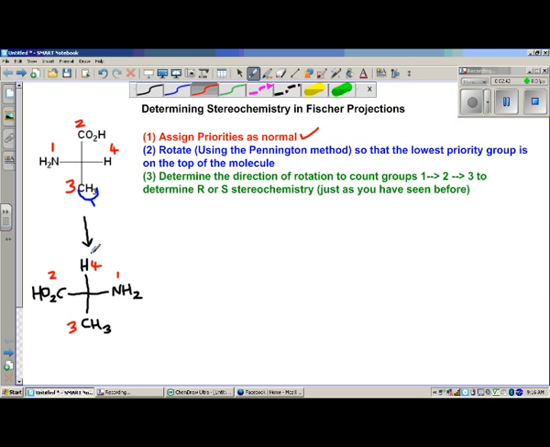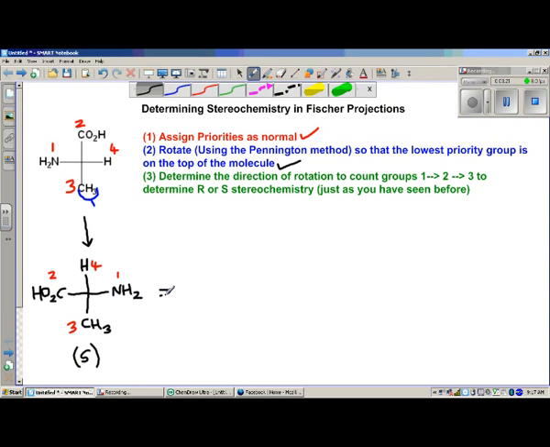Alright. We've just done step 2. Now we're going to do step 3. We have the hydrogen where we want it to be, then we're just going to count around which direction we go to do 1, 2, and 3. So we go to the left, 1, 2, 3 like this. So therefore this is S. And that's a simple way to figure out the stereochemistry around a Fischer projection carbon.